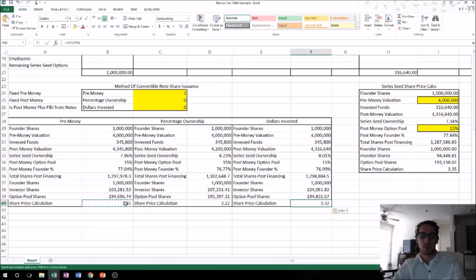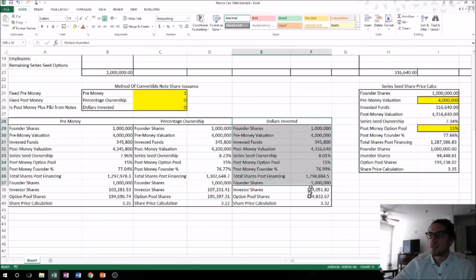You can see the share price is changing ever so slightly, which is also an indication of pre-money having the highest share price, so that's the most founder-friendly, percentage ownership having the lowest share price, so that's the least founder-friendly, and then dollars invested having one somewhere in the middle, so it is a middle ground that you can find if you're having trouble negotiating how the convertible debt is actually supposed to convert.